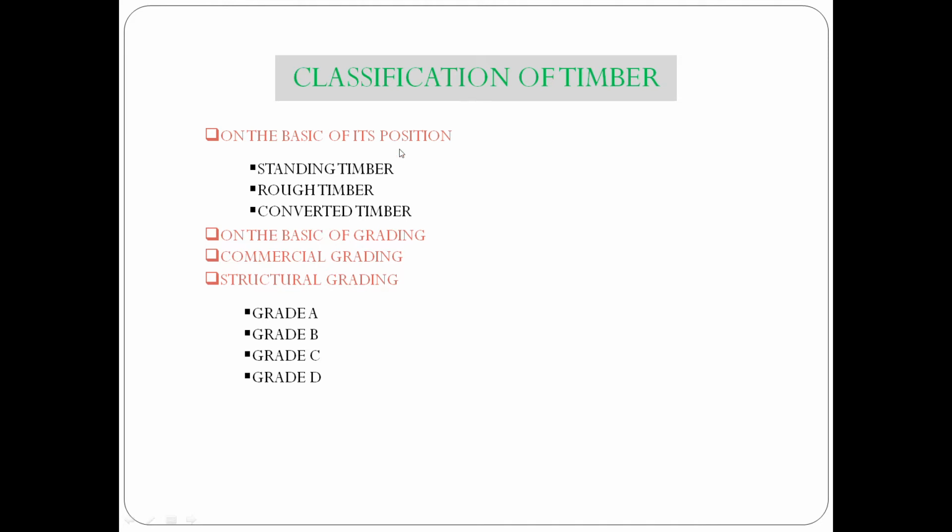Now, classification of timber on the basis of its position: standing timber, rough timber, converted timber. Standing timber implies a living tree, and rough timber forms a part of a felled tree. Converted timber is timber sawn into planks, posts, etc.